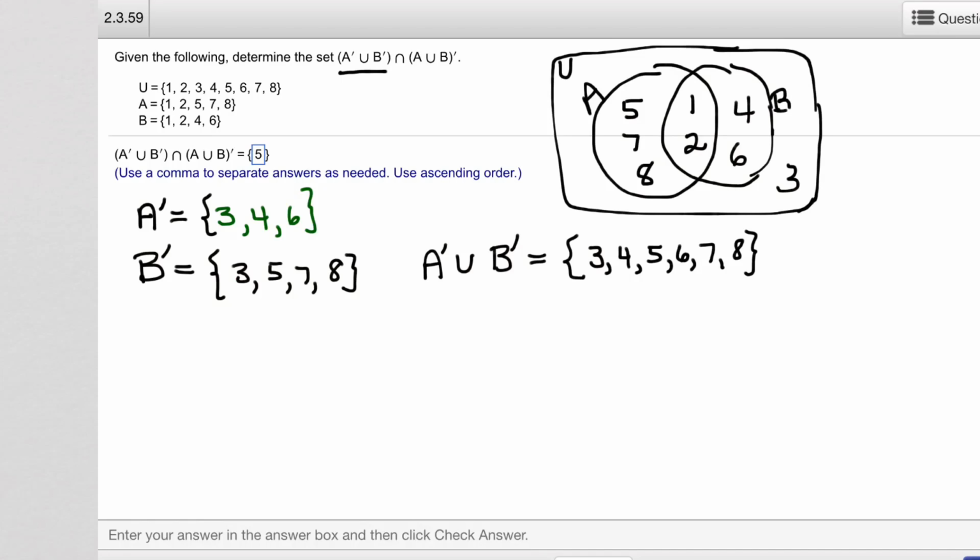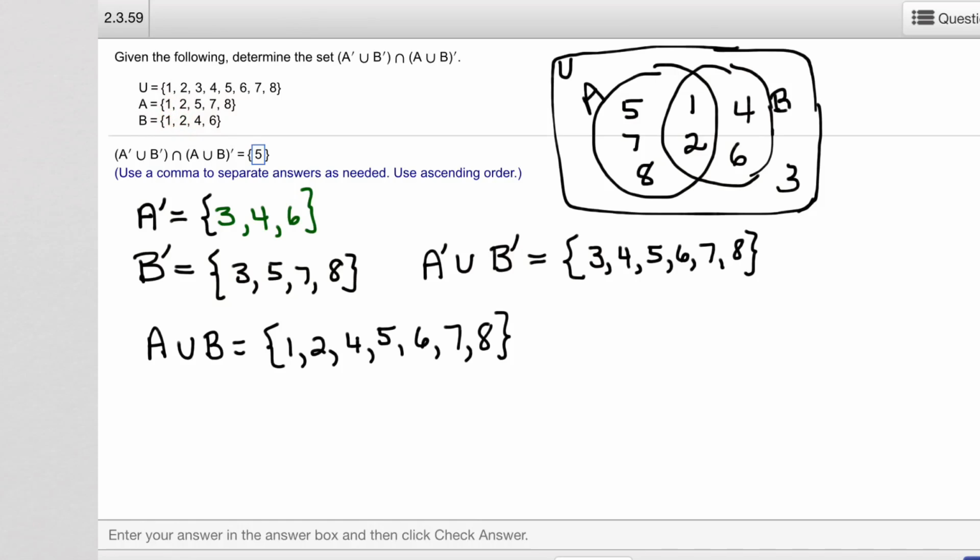All right, so that set of parentheses is done. So now let's move over to the other set of parentheses. And in the other set of parentheses, we have A union B. So that's kind of the same thing that we were just doing. We're doing a union. So we're going to throw in everything from A and also throw in everything from B. So that's 1, 2, 4, 5, 6, 7, and 8. Because every element from 1 to 8 falls into either A or B or both.